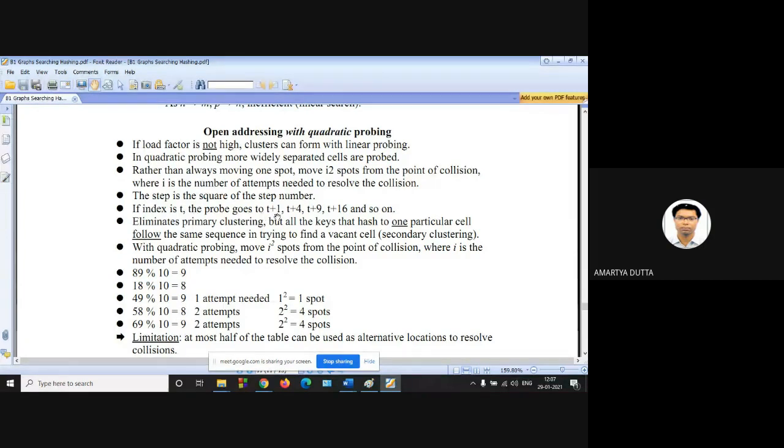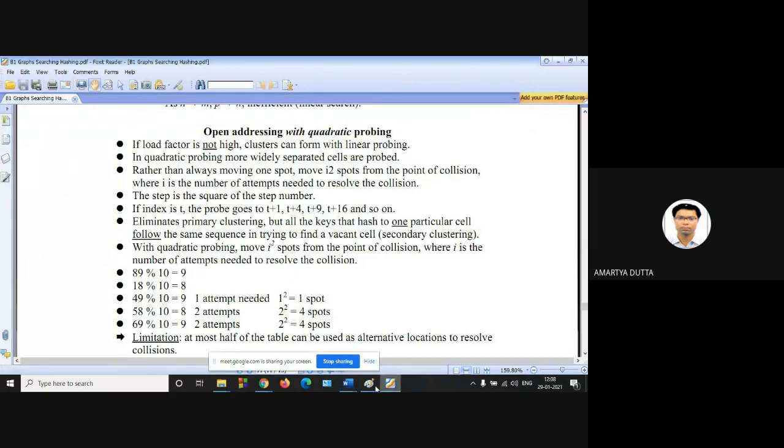So for the first attempt, t plus 1 square, that is t plus 1. For the second attempt, t plus 2 square, that is t plus 4. For the third attempt, t plus 3 square, that is t plus 9. For the fourth attempt, that is the fourth collision, t plus 4 square, that is t plus 16. So t plus 1, t plus 4, t plus 9, t plus 16, these are actually your array index. You are considering the circular array. Okay.